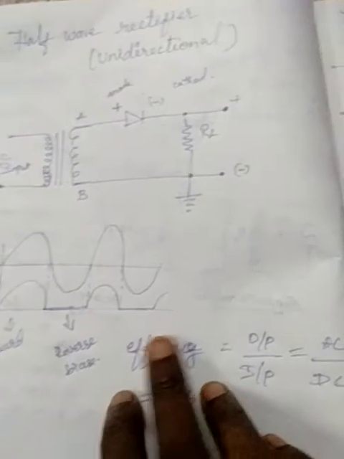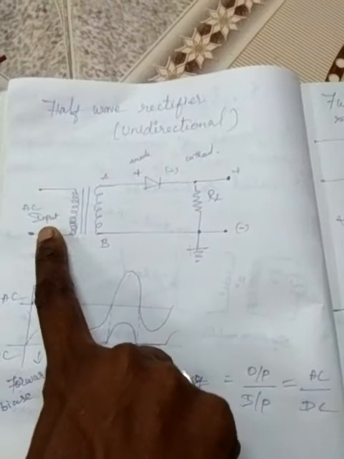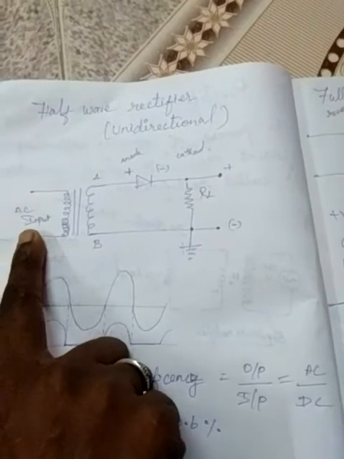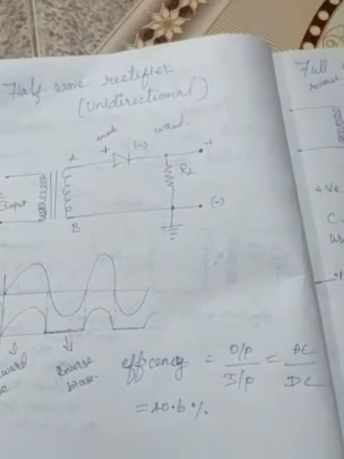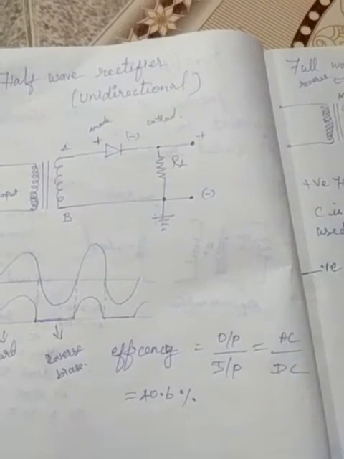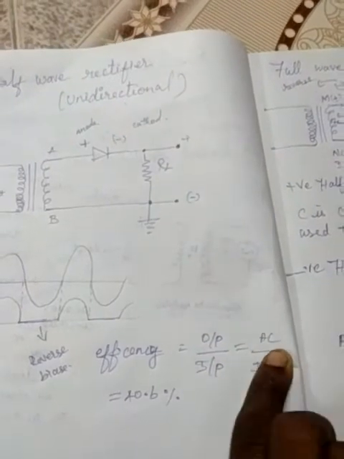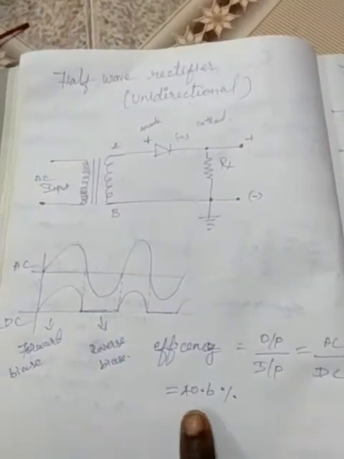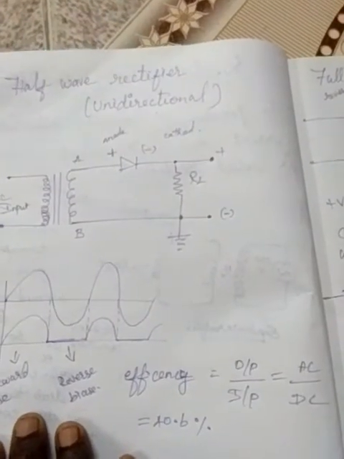Finally we have to find the efficiency. Efficiency is output divided by input. Here the output is DC and the input is AC, so DC divided by AC. The efficiency percentage is 40.6%. It's a very important one. This question is very important, it comes for 5 marks.